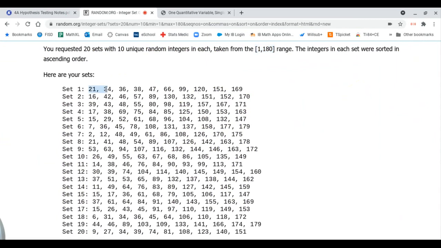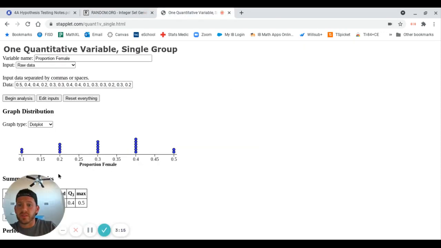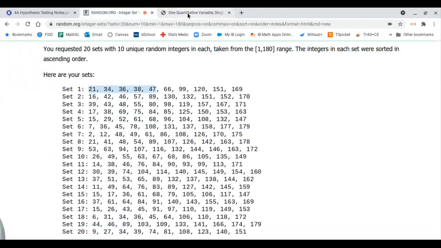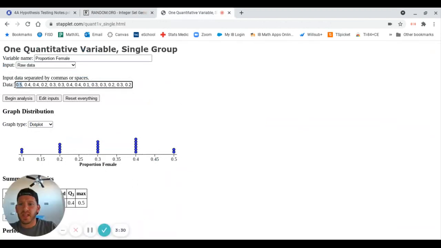So basically what I did was I counted up how many of the numbers were between 1 and 60, and that was how many women I had. So for example, here I had 5 women out of a total of 10, and I turned that into a decimal. Then I went to Statlet.com, and there that 5 women out of 10 would be 0.5 or 50%. I counted that up for all 20 of my sets, and I got 20 data points here, and you can see them all here.